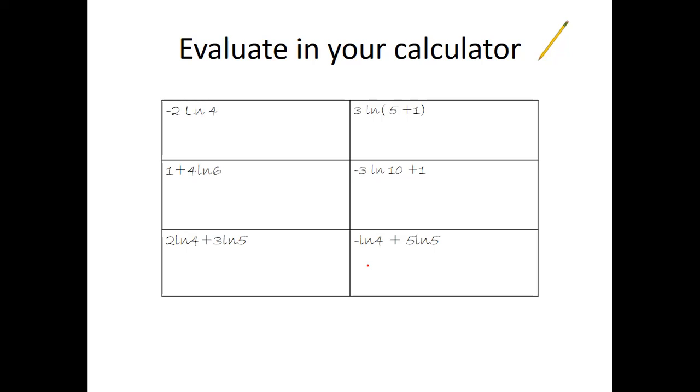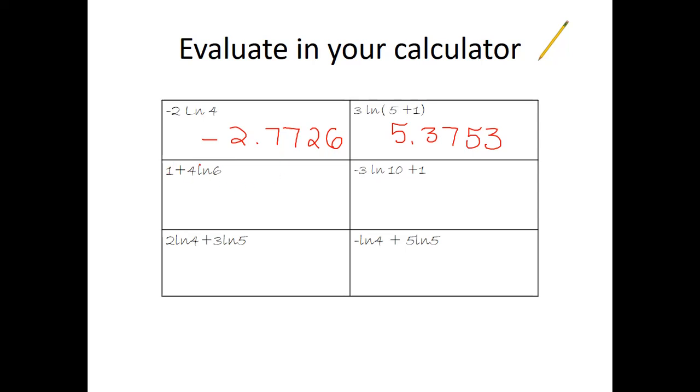Now, evaluating in your calculator. This is just a pure, can you use your calculator correctly? So negative 2 times ln of 4, you should get a value of negative 2.7726. Okay, so double check that. Make sure you're going to get that value. 3 times ln of basically 6, right? So this is 5.3753. This is just making sure, do you know how to type into your calculator?